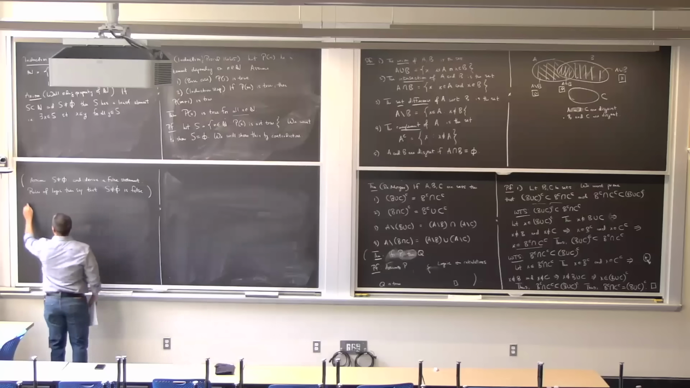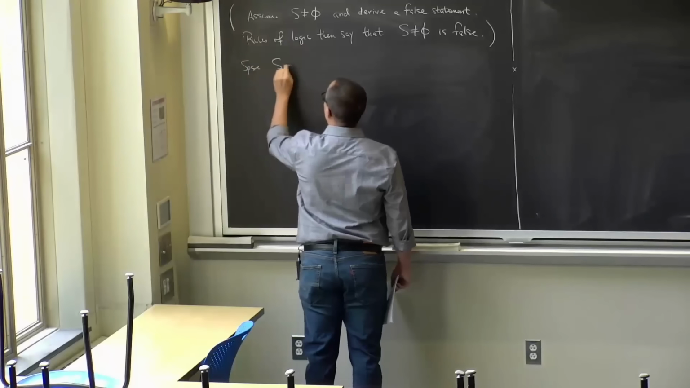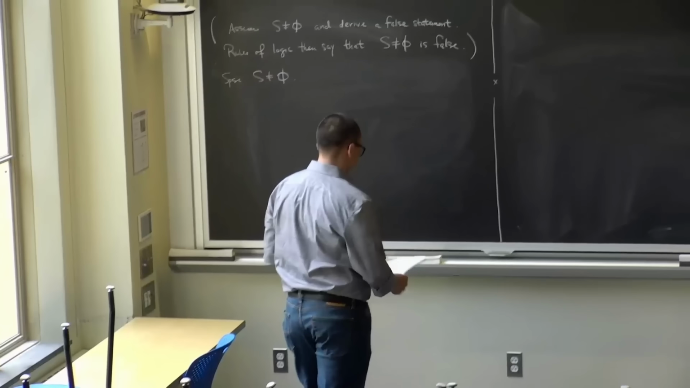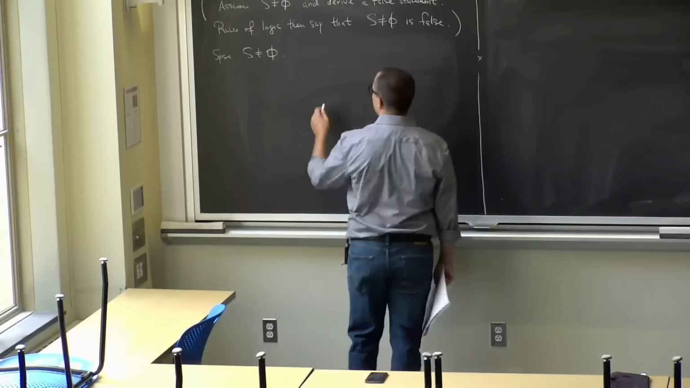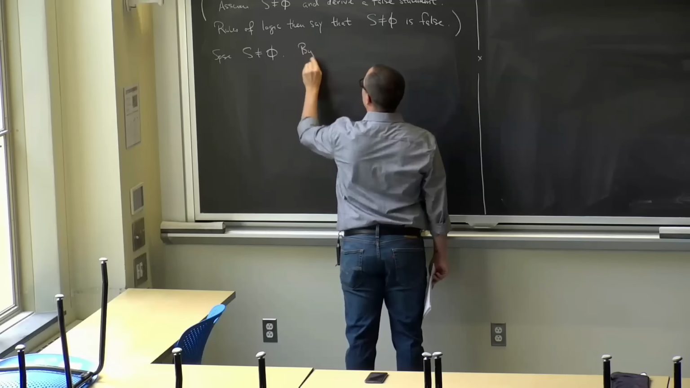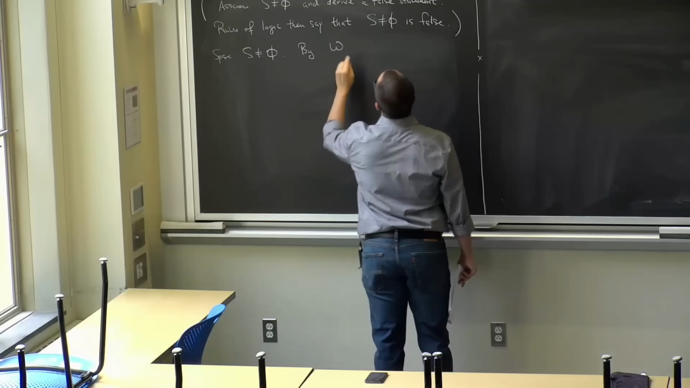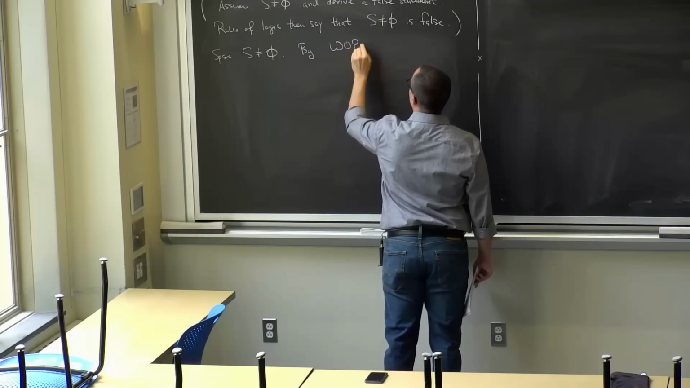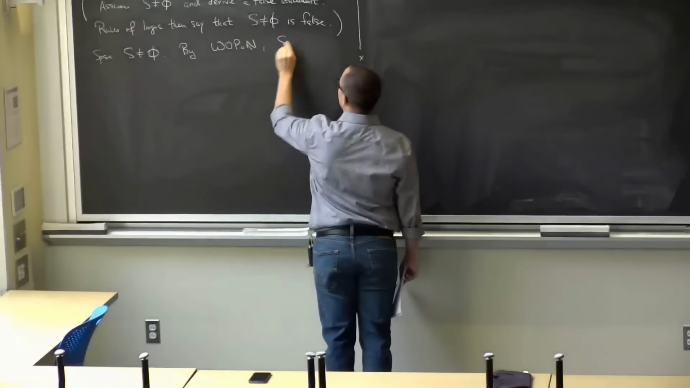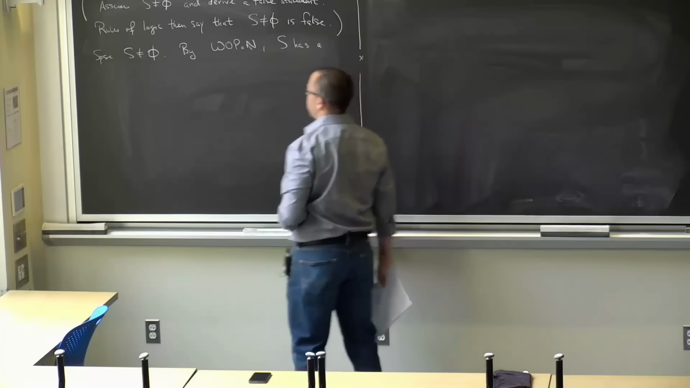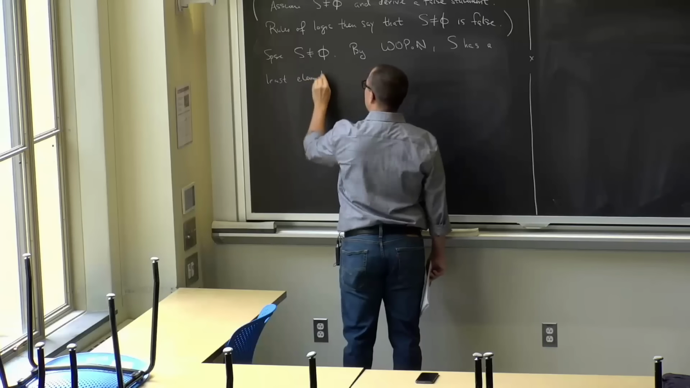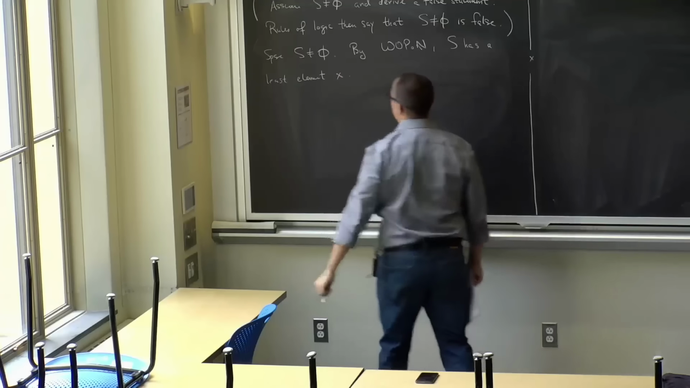All right. So towards a contradiction, suppose that S is non-empty. Okay? Now we're going to use the well-ordering property of the natural numbers. By the well-ordering property of the natural numbers, S has a least element x. Okay?